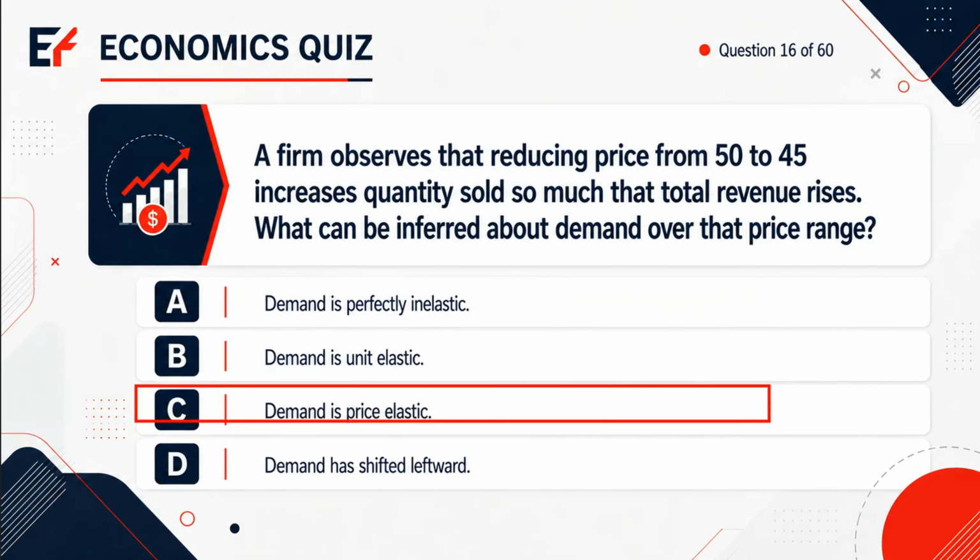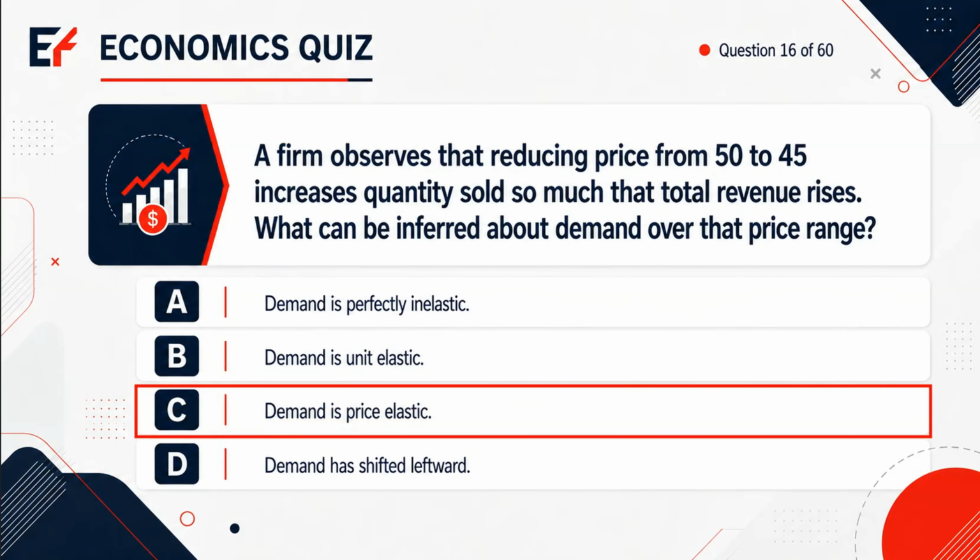Let's read what total revenue is telling us. When a lower price causes total revenue to rise, quantity demanded must be responding strongly to the price cut. That means the percentage increase in quantity sold is greater than the percentage decrease in price. Option C is correct because this is the sign of price elastic demand.